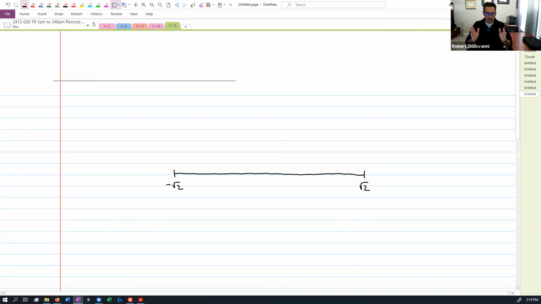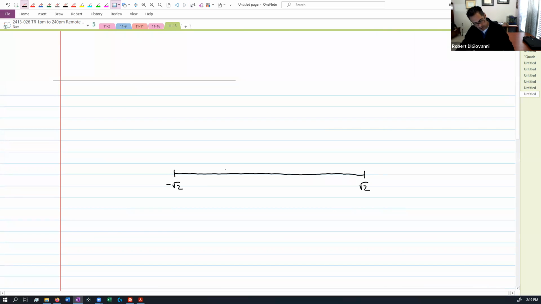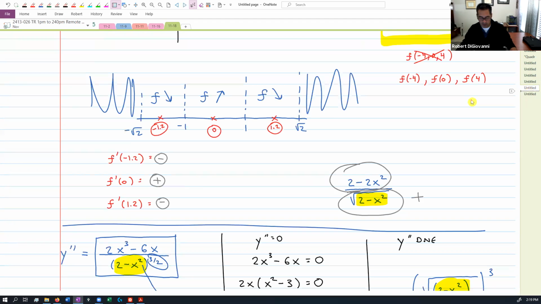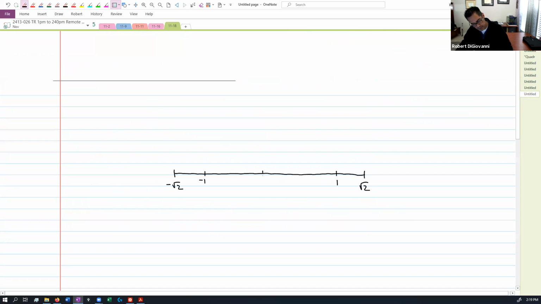Now, from the first derivative, I had this picture, right? That's from the first derivative. I had important points, -1 and 1. So what I would do is on this number line, I would put my -1 and I put 1. And then from the second derivative, I had the important point was 0. So I'm going to put that here, 0. All right. Then what I would do is this. I'm going to make a table.